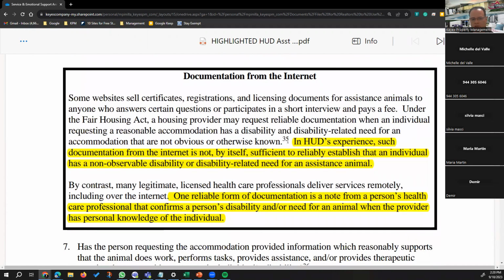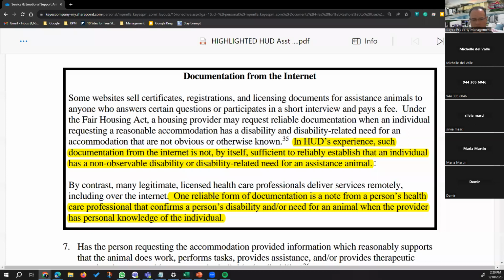So documentation from the internet, very, very important. You all know that a lot of people are cheating the system, logging in online, paying $50, $60, $70, $100 and getting a fake certificate to say that their dog has the right to be considered an emotional support animal or a service animal. And it says right here very clearly, in HUD's experience, such documentation from the internet is not by itself sufficient or reliable enough to establish that the individual has a non-observable disability. So certificates from the internet, basically no good.